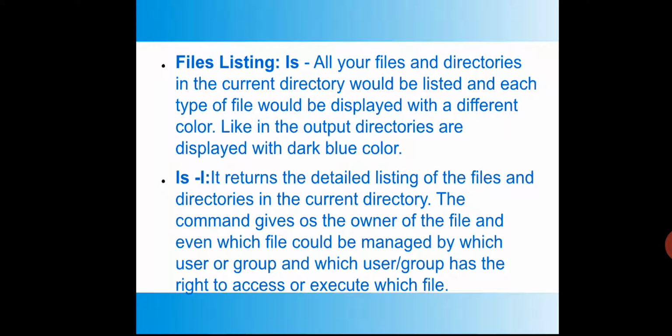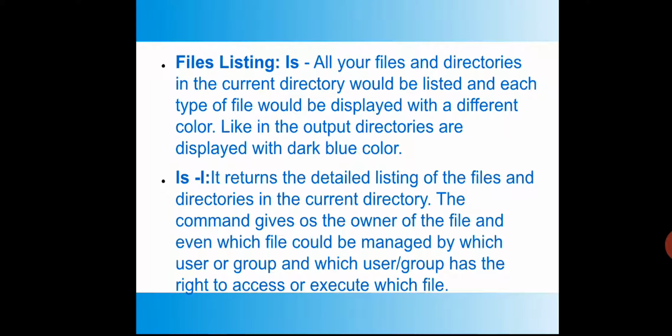And for zip files like tar, gz, and so many extensions are there for zip files, each will have its own color. You may have some image files with a separate color, and you may go for OS image files like .iso. Those files will have their own color. So different colors will be there for different files and directories. Like in the output, directories are displayed in dark blue color. That is yesterday's thing.